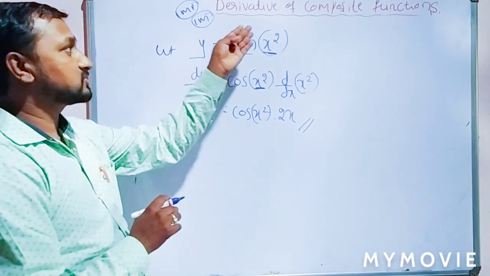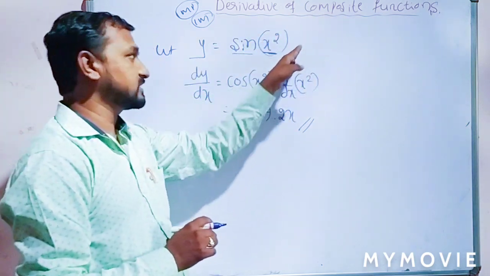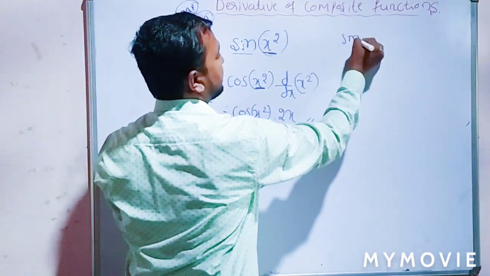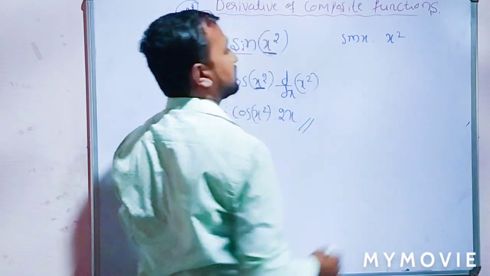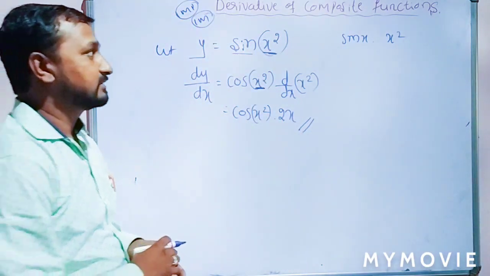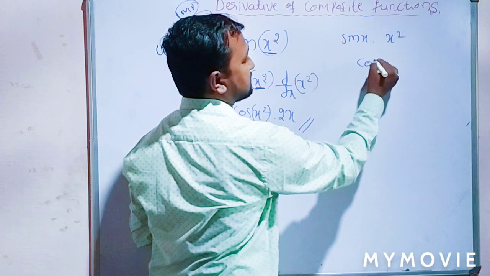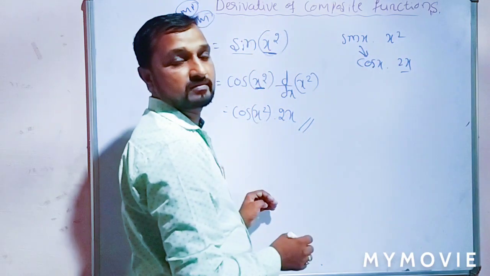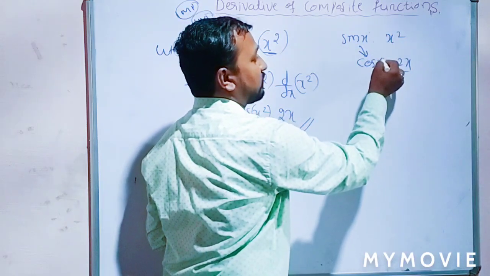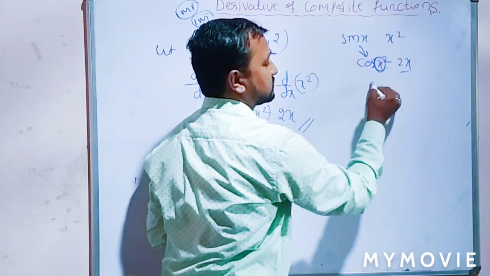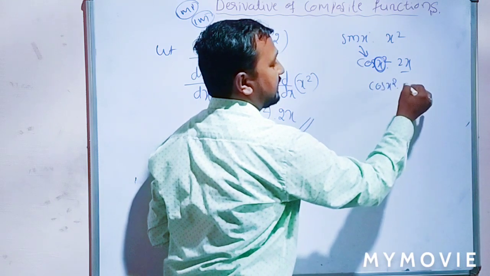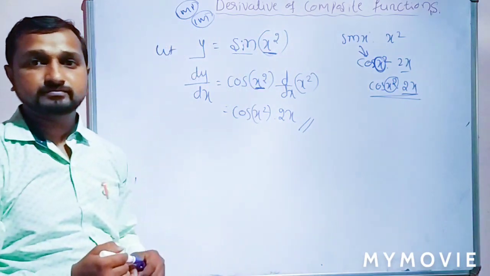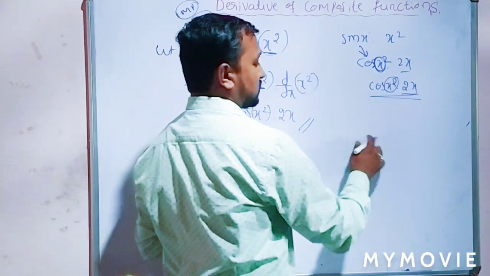The theory may be a bit confusing, but examples are very easy. So this is a combination of functions. Here sin x is one function and x square is also one function. Is that clear? Here the derivative of sin x should be cos x, and the derivative of x square should be 2x. Instead of sin x, what is there? This is x square. So the answer is cos x square into the standard function derivative 2x. This is the answer.